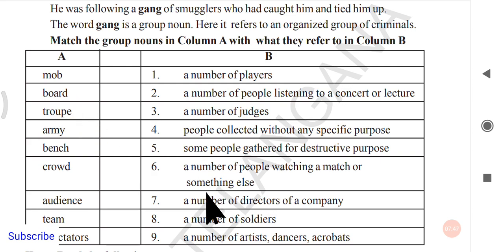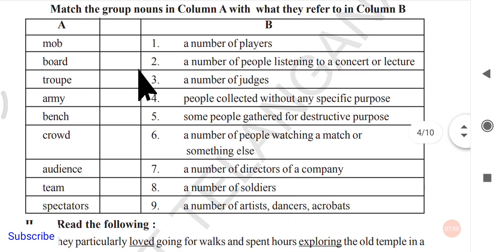Next, board. So what is board here? Board means a number of directors of a company. Next, troop. Troop means a number of artists, dancers, acrobats. Acrobats are also performers, who do this type of gymnastics and all. So their group is also called a troop.